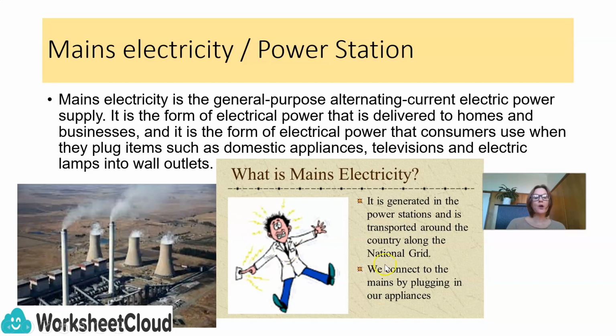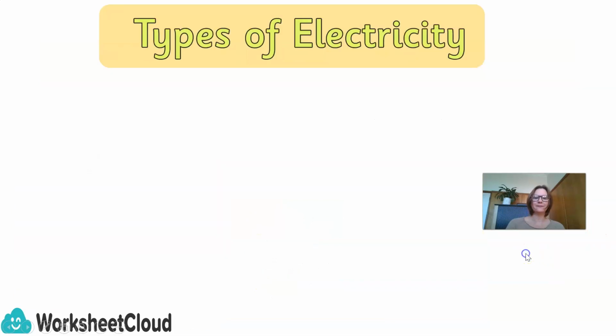Okay, so when we look at electricity in a few lessons further down the line, we're going to look at how the electricity comes from the national grid into our homes. Okay, so how it's transported through the country along the national grid and into our homes. We connect to the mains, obviously, by plugging in our appliances. Be careful not to plug yourself in. Okay, and we will look at that when we look at electrical safety.